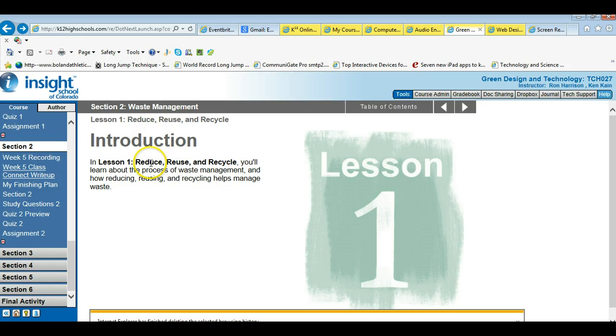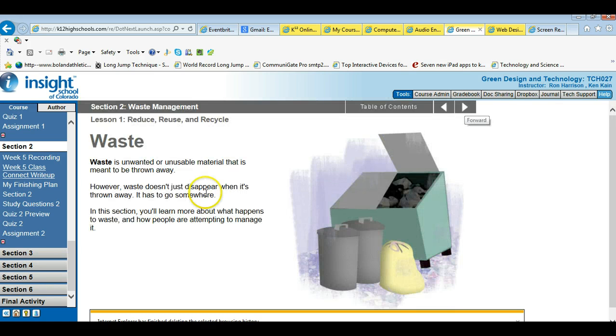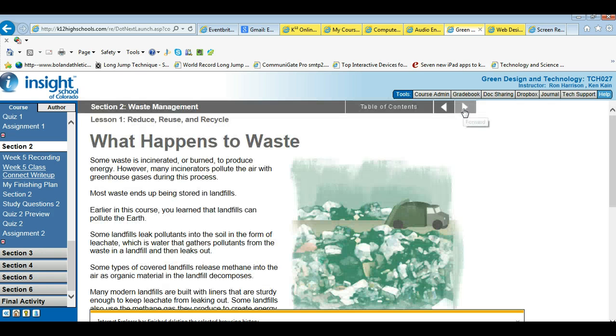So lesson 1 is all about reduce, reuse, and recycle, the waste management processes, things like that. Now, what is waste? Anything that's unwanted or unusable. Of course, there's some things that get put in waste that are still usable, right? Like aluminum cans. So that would probably be considered unwanted. But many usable things also get put into waste, which is bad. That's why we need to recycle.